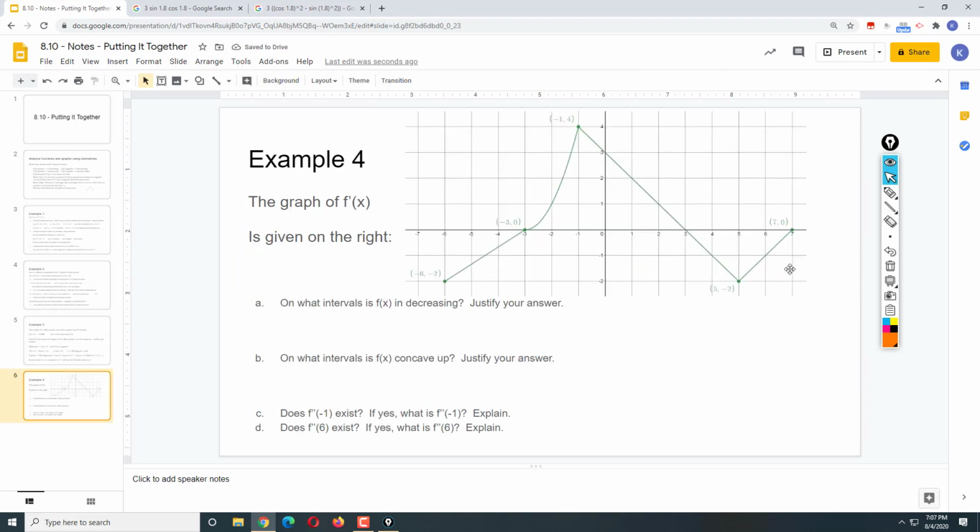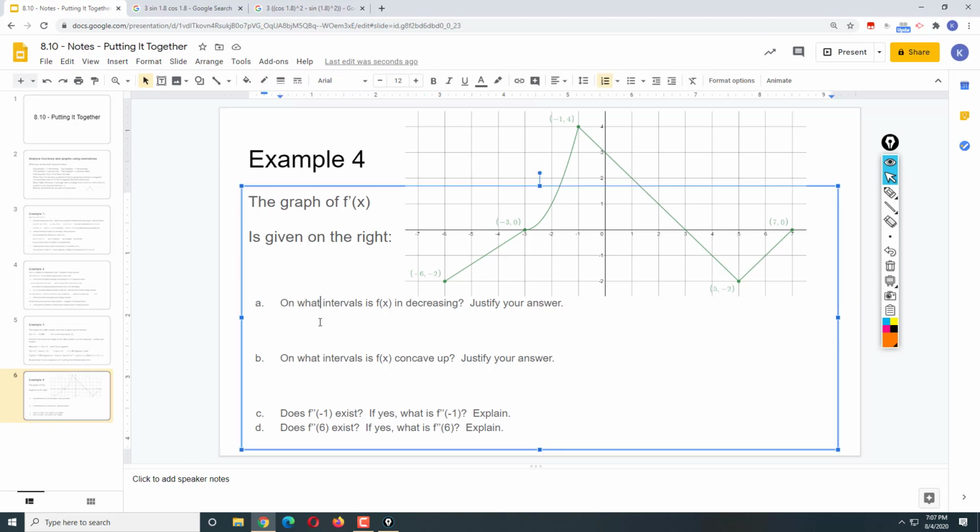Example 4. In example 4, we're given the graph of the first derivative f prime of x. The graph goes up in a straight line from -6 to -3 for x, and then it goes up in a curved line from -3 to -1, and then it makes a sharp turn, and it goes down in a straight line to 5, and then it makes another sharp turn, and it goes up in a straight line to 7. Okay, so A, on what intervals is f of x decreasing?